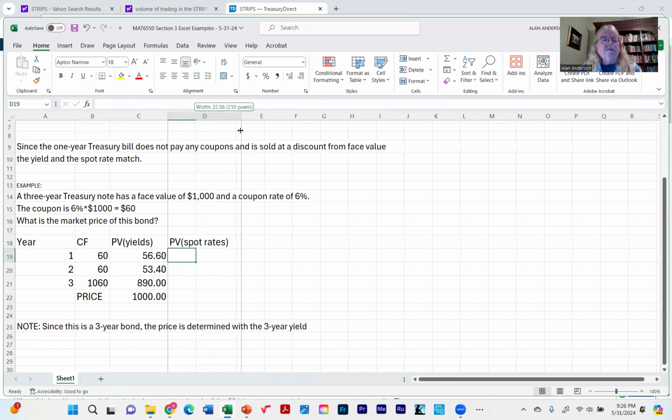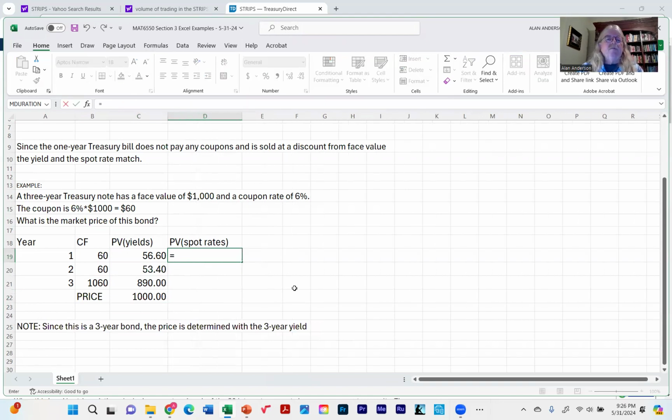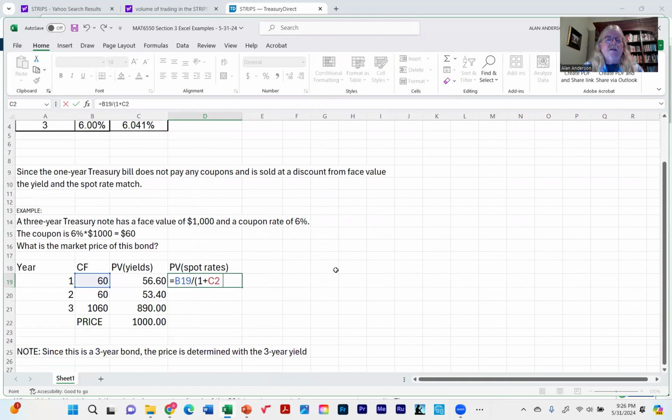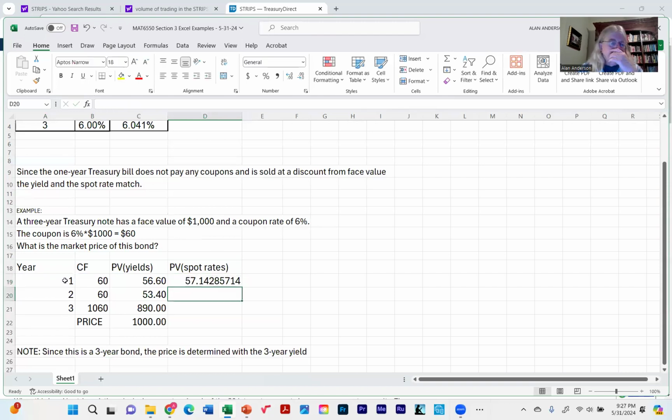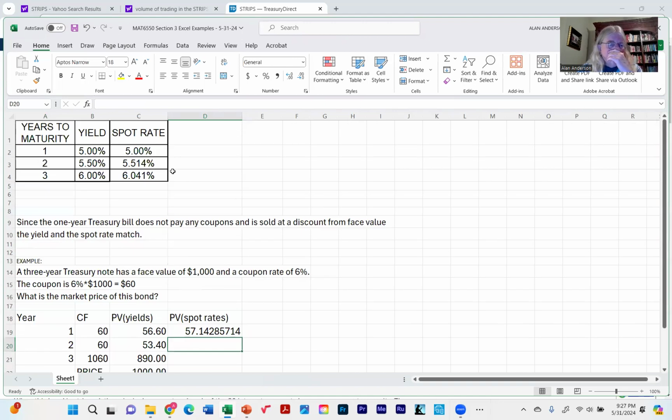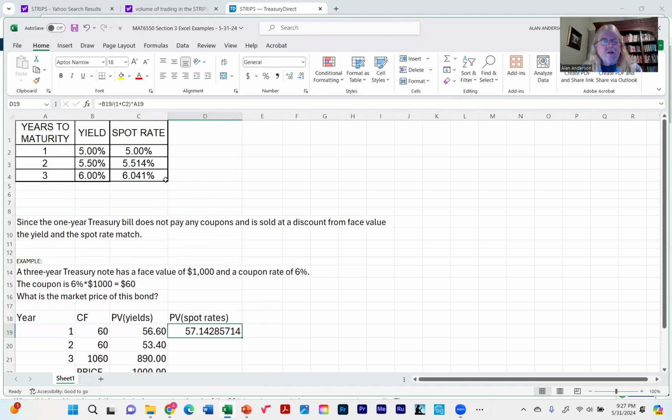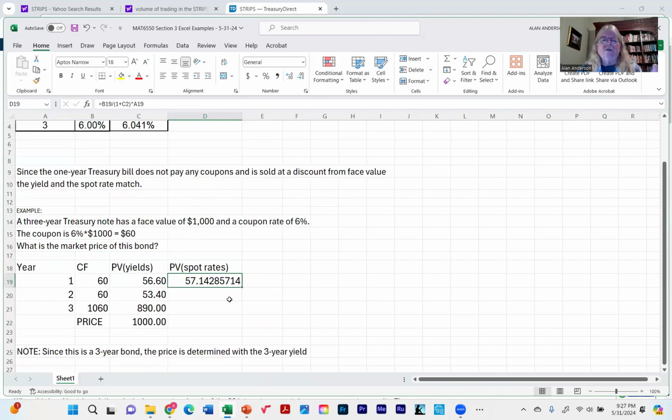Now, using the spot rates, I should be a little careful. We have this number divided by 1 plus the 1-year spot rate raised to the first power. Now, because of the table, I want the rates to change. Here I did not; the yield is a constant. But here it will change. So when I go to the next row, I want the 2-year spot rate and then the 3-year spot rate. So I can just drag this down.